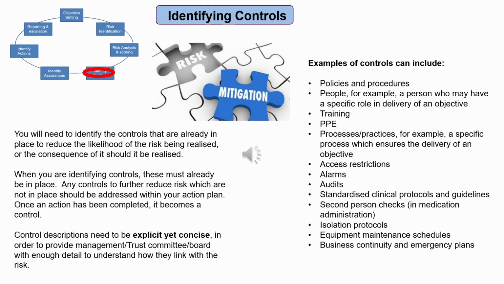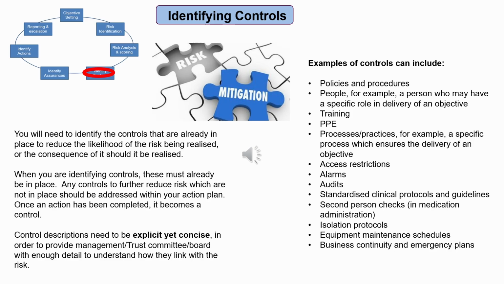You will need to identify the controls that are already in place to reduce the likelihood of the risk happening or to reduce the consequence of it should it happen. When you are identifying controls, these must already be in place. Any controls to further reduce risk which are not in place should be addressed within your action plan. Once an action has been completed, it becomes a control. Control descriptions need to be explicit yet concise in order to provide management or the trust committee or board with enough detail to understand how they link with the risk.